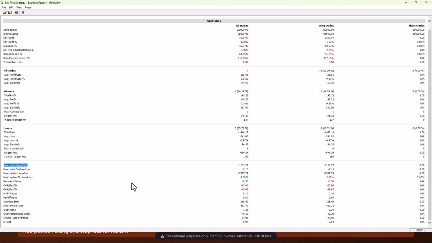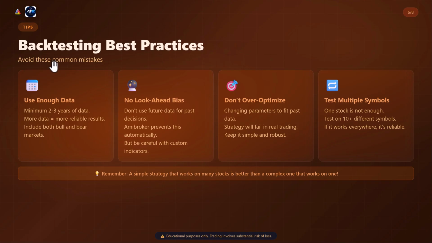Now check the max drawdown. This is the biggest loss from peak to bottom. Lower drawdown is better. Also see the Sharpe ratio, it should be above 1. Don't get confused, just remember, higher Sharpe ratio is equal to better risk adjusted returns. That's it. Now you know the key numbers.